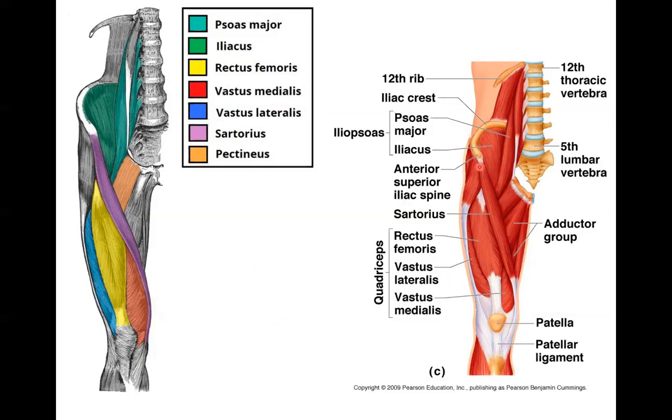Over here in this version, you can see Sartorius, the tailor's muscle, crossing diagonally across the thigh. You can see Rectus Femoris with that bipennate fascicle arrangement, Vastus Lateralis, Vastus Medialis. Up here would be Tensor Fasciae Latae. You can see iliacus and psoas major, making up that iliopsoas group, the hip flexors. And then we'll get into this adductor group, these muscles that are responsible for bringing the thigh back toward the midline.